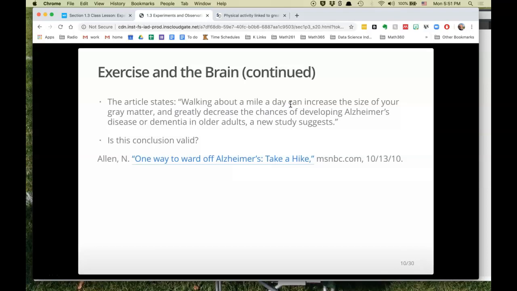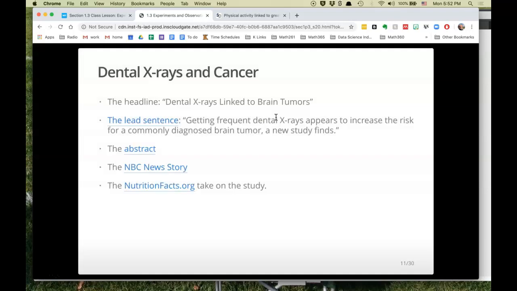You can take a look at the details of this study, but the headline that ran on MSNBC.com quite some time ago now was, "One way to ward off Alzheimer's: take a hike." And indeed, that's really not the conclusion that can be drawn here. Although it may generally be said that that would be a healthy thing to do, it's not a cause and effect relationship that could be deduced.